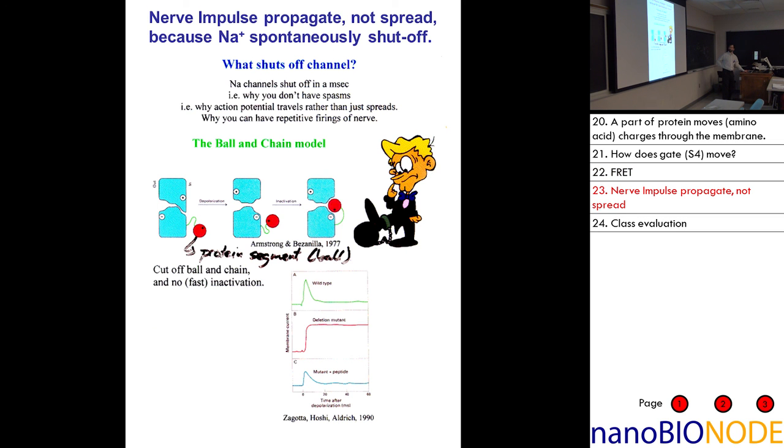Okay, last thing I want to get to is, remember we talked about the sodium channel or the potassium channel, and then it spontaneously shut off? The question is, why does it spontaneously shut off? There's a very simple model, a ball and chain model, as to why it shuts off. You can imagine that the channel looks like this. This is the inside of the cell. This is the outside of the cell. And imagine that the channel is here, and it has a little ball connected via a chain, that is a little polypeptide.